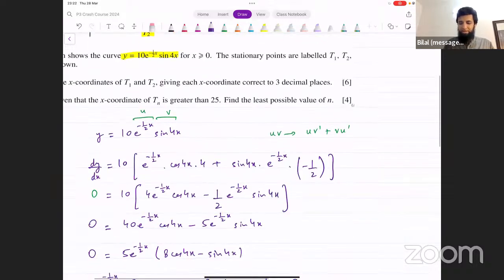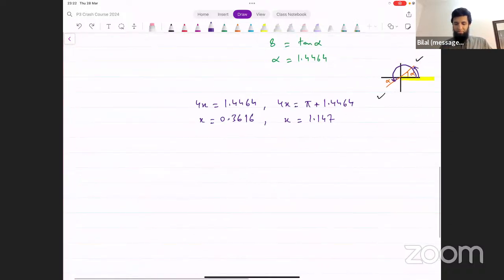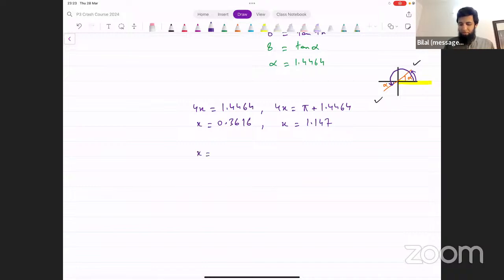Now, does it give us any instruction? It says give your x coordinates to 3 decimal places. Now, you have to make sure that you follow that instruction. 3 decimal places, so it's going to be x equals 0.362 and x equals 1.147. It's not 3 significant figures, it's 3 decimal places. Now, if a question statement gives you an instruction like this, you have to make sure that you follow that instruction. Otherwise, it's not good. You are going to lose 1 mark for the wrong level of accuracy at the end. So you have to make sure that you follow that instruction given in the question.